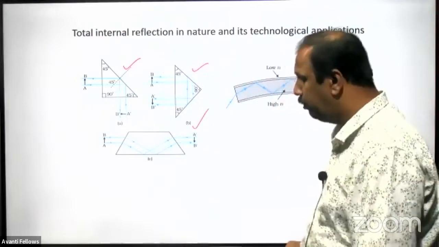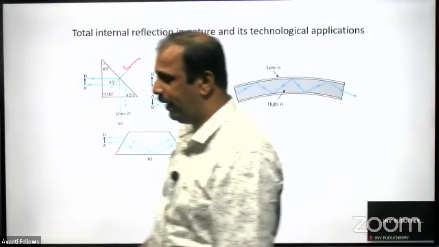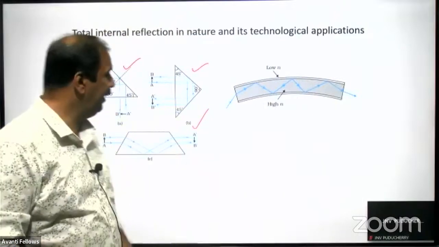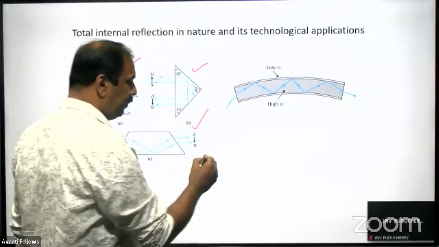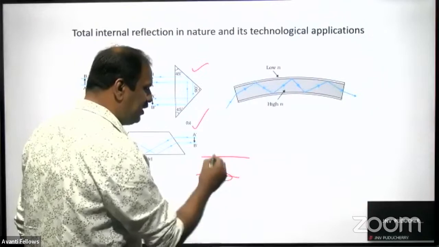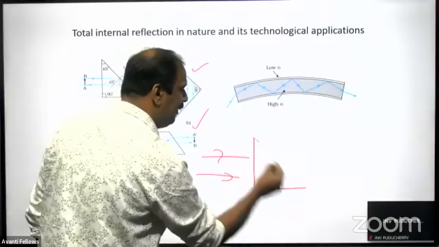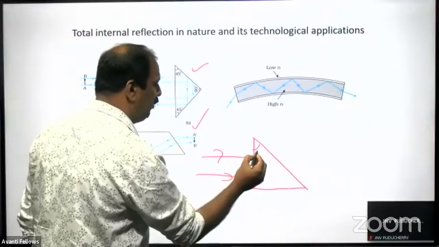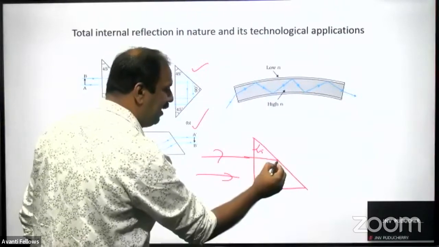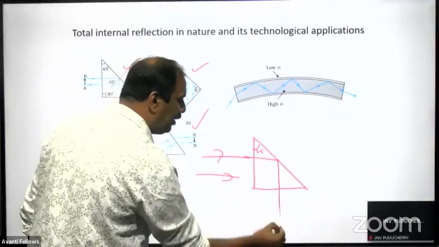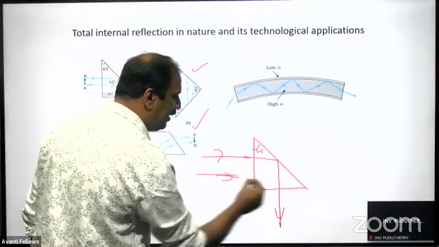So if you want to bend the light by an angle of 90 degrees, we'll use this. That is, your light is going like this, and you want to bend it 90 degrees. So you keep a prism here like this. This angle is 45 degrees. So it will go like this. And from here, it will undergo total internal reflection like this. And another ray will go like this.